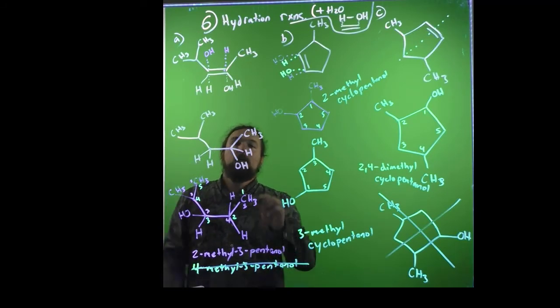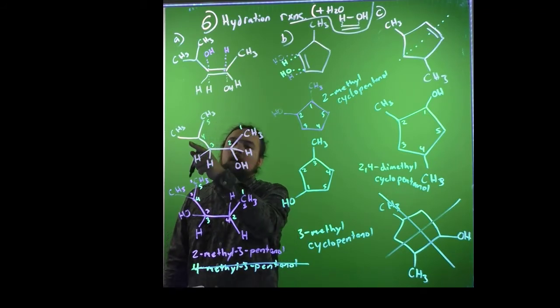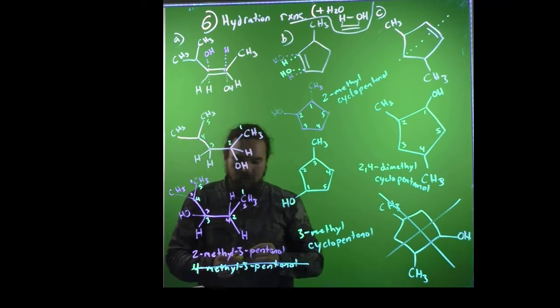For this one, we would have to start the numbering here, 1, 2, 3, 4, 5, in which case this would be 4-methyl 2-pentanol would be the name of that.